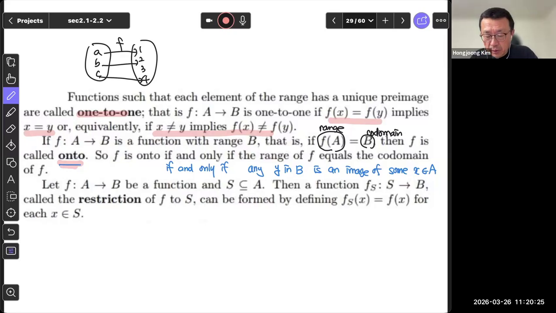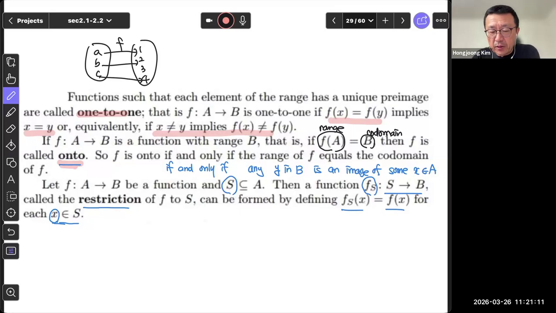And given a function f from A to B, and S is any subset, sometimes we can define a function from S to B, when for any x in S, the image f sub S of x is f of x. In that case, we say this f sub S is called the restriction of f to S.